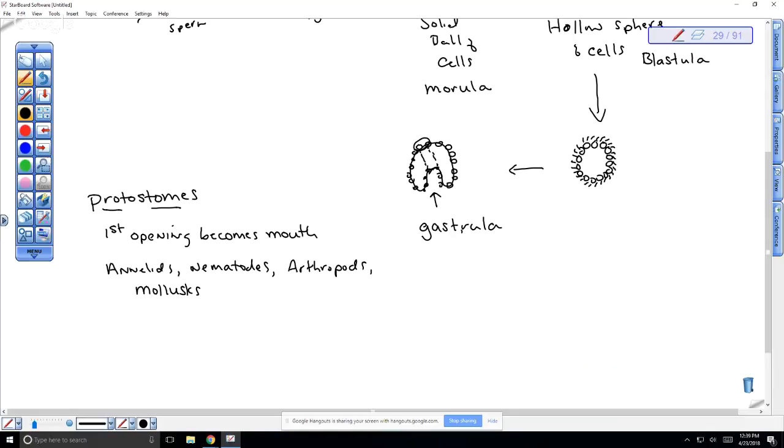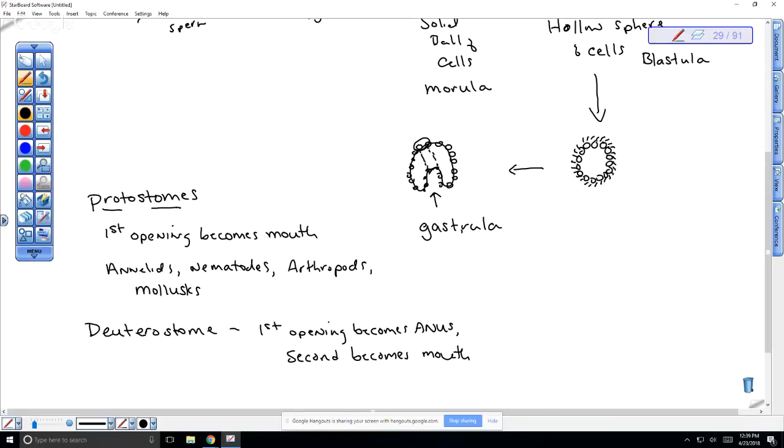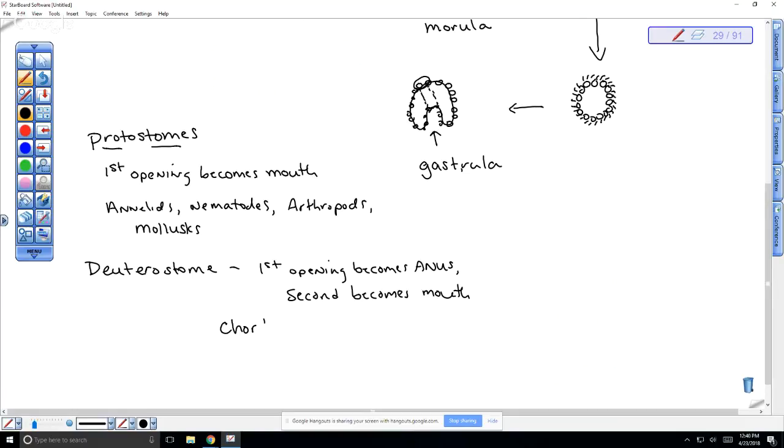So the other name is deutero, and deutero means other. So this means that the first opening becomes the anus, and the second opening becomes the mouth. So it's like there has been a flip of the digestive tract and the way that it develops. And so this is believed to be a really significant evolutionary event, which is the reason why chordates and echinoderms are always placed close on your cladogram. So this would be chordata and echinoderms.